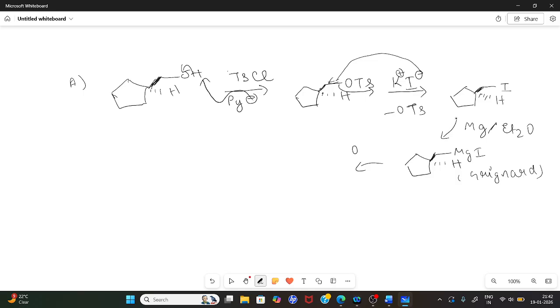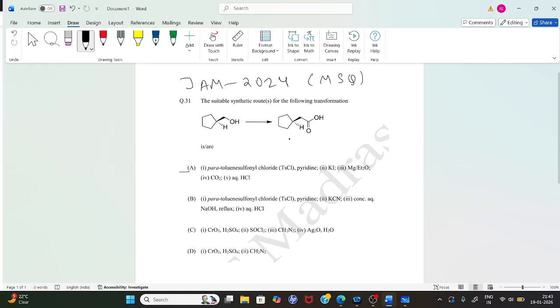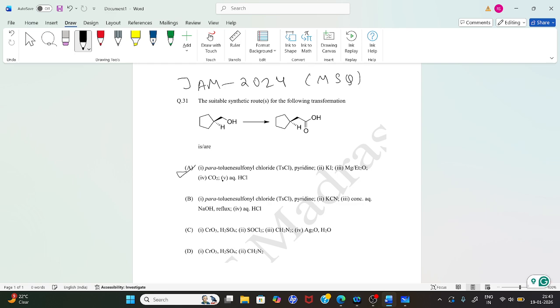Next, CO2. You know, this is negatively charged, it will be acting as a nucleophile now. So you will be getting this thing. This is in presence of H plus, that is acidifying the negative charge. So this is the final product. If we look at the final product here, it matches with the final product. So option A is one of the correct answers.